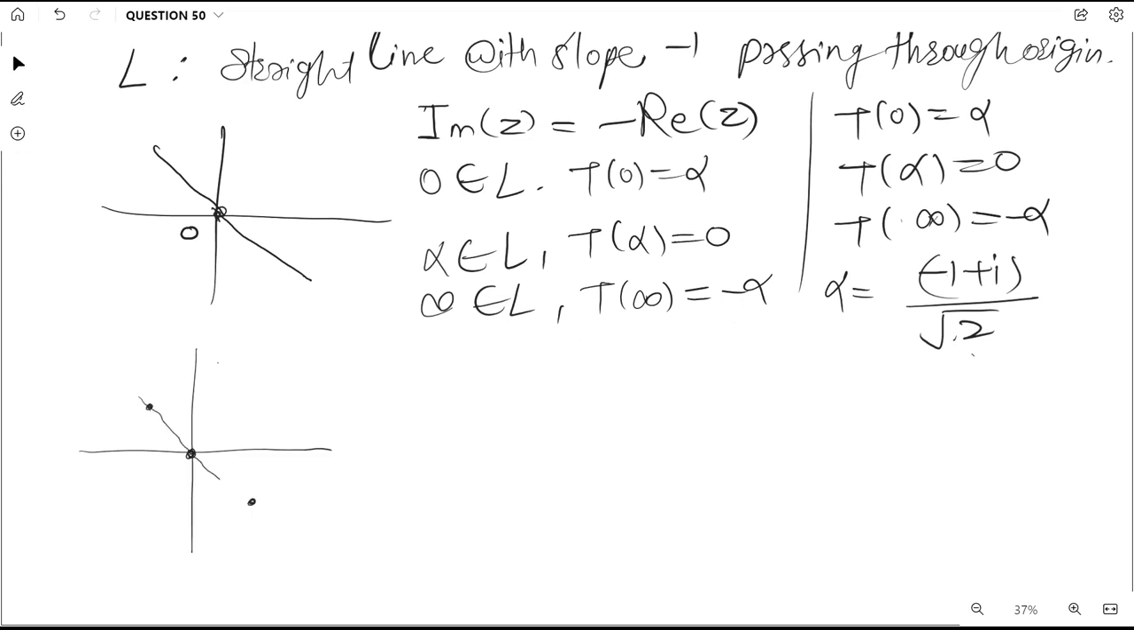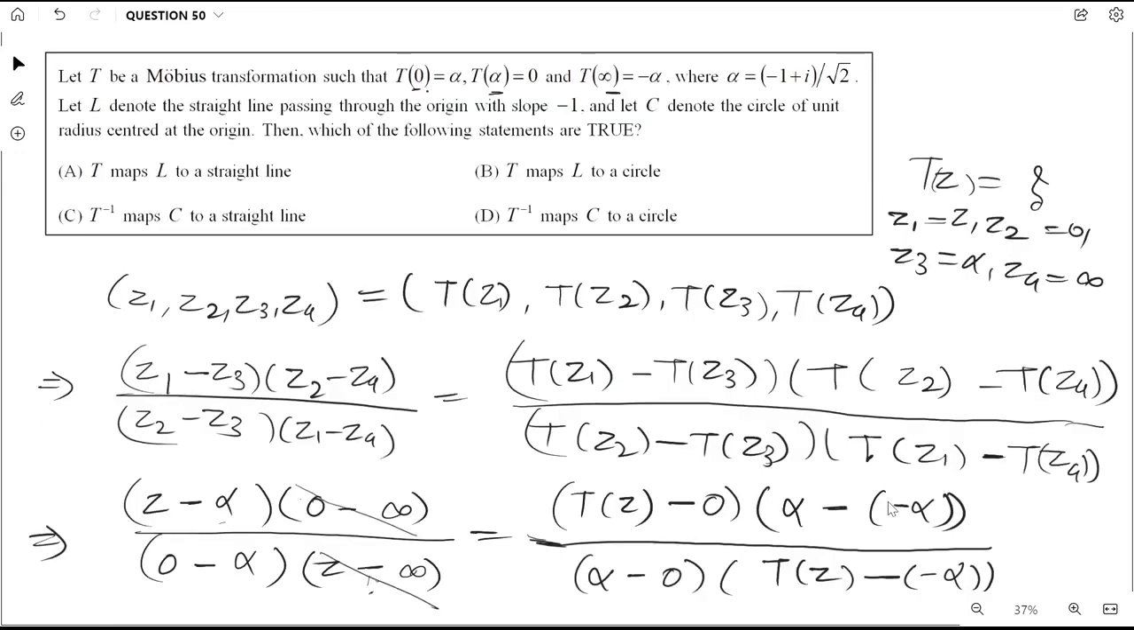So it means that T of L is L, right? Which is a straight line. So this means that T of L is a straight line, that is, T maps L to a straight line. I believe that's option A. Let's check which option is that. T maps L to a straight line. Yes, that is option A. So option A is correct. And automatically A is correct, so B is wrong.